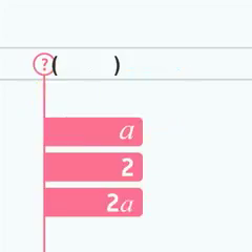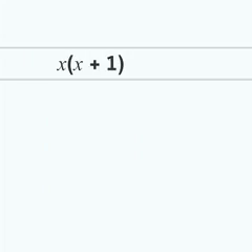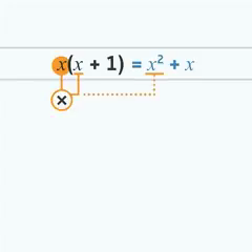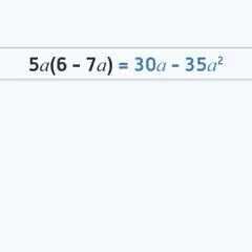The term outside the bracket may be a letter or number or combination of both. For example, x(x + 1) = x² + x. Notice that x times x is written as x², and that 1x is just written as x. 5a(6 - 7a) = 30a - 35a².